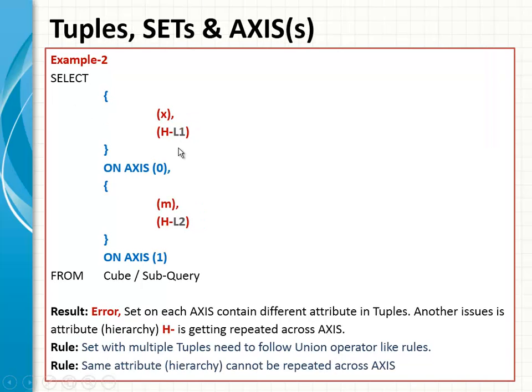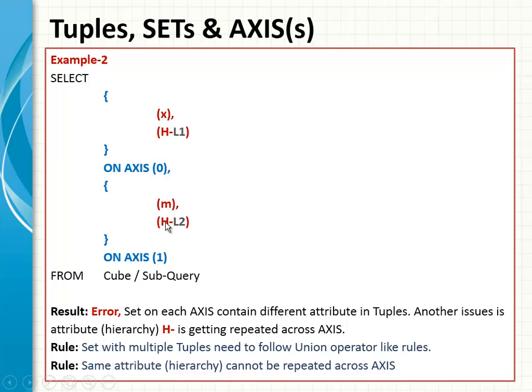In this example, the query structure again has two axes, and on each axis there is a set made of two tuples. On axis 0, the first tuple has attribute x and the second one has h with level 1, and then the second set on axis 1 uses attribute m and h but a different level, that's level 2. As you can see, there are two problems in this. Number one, tuples in the same set have a different structure, so they are not matching. As x is different from h, similarly on axis 1 we have m and h.